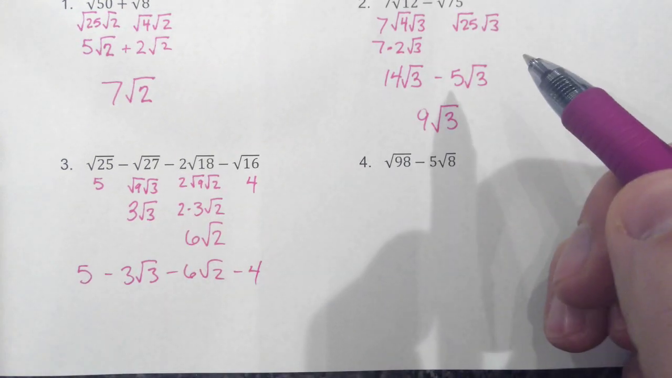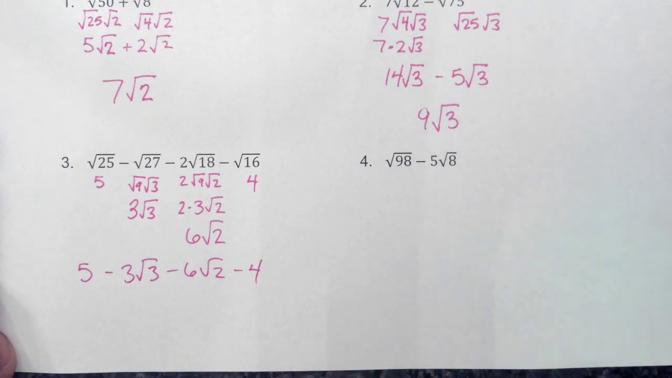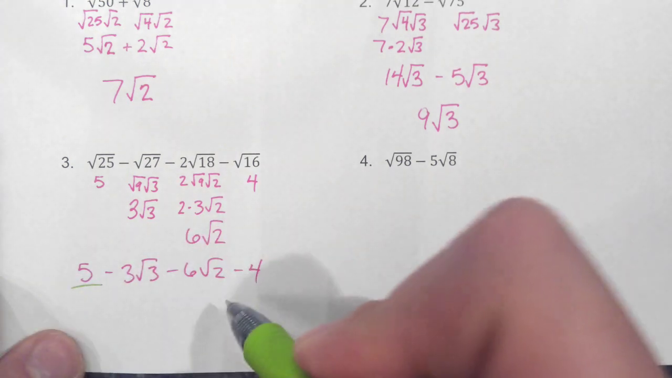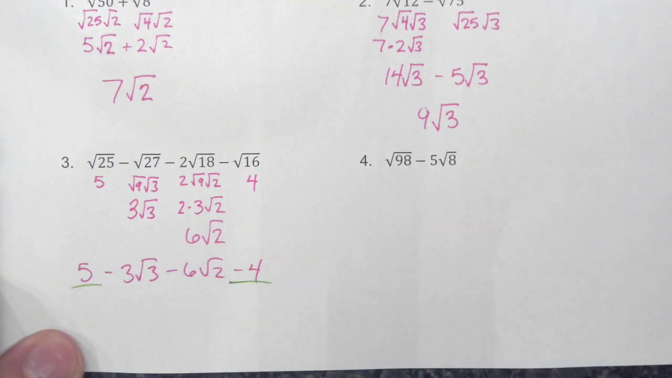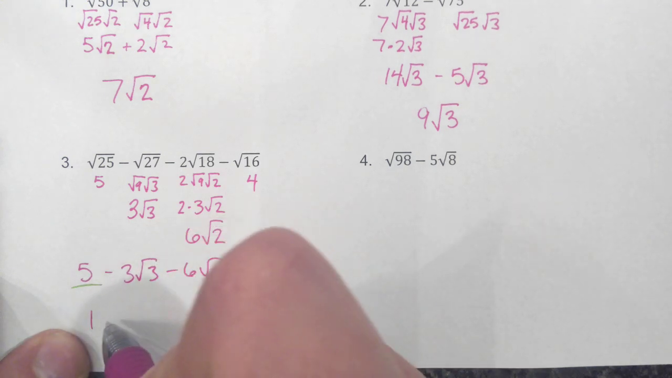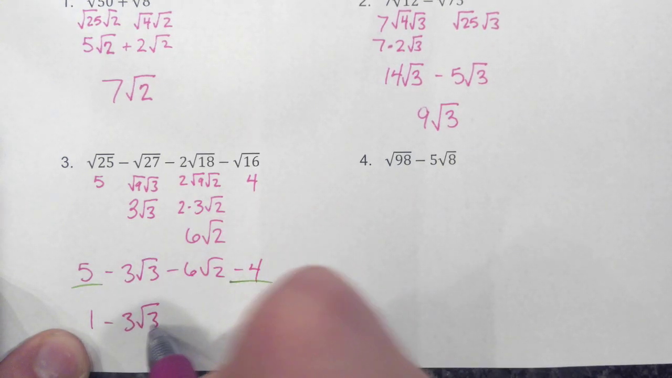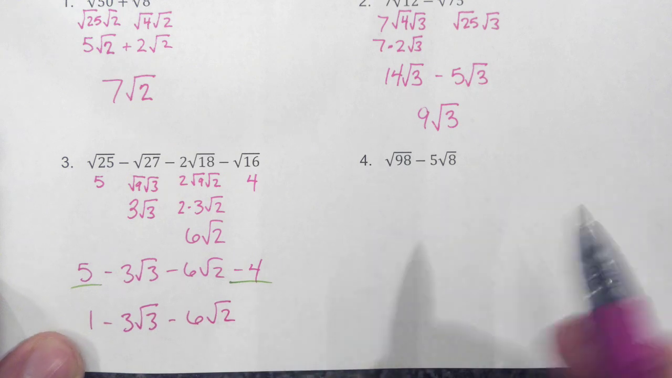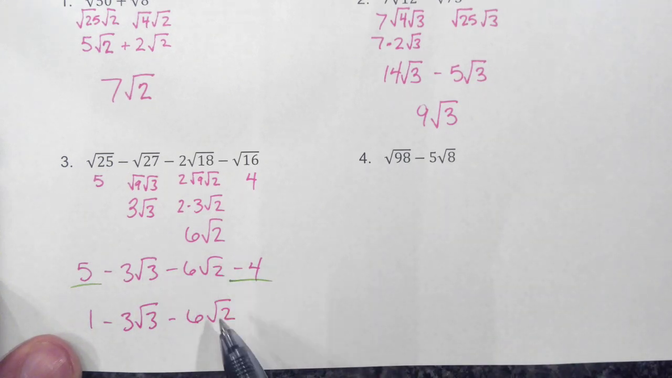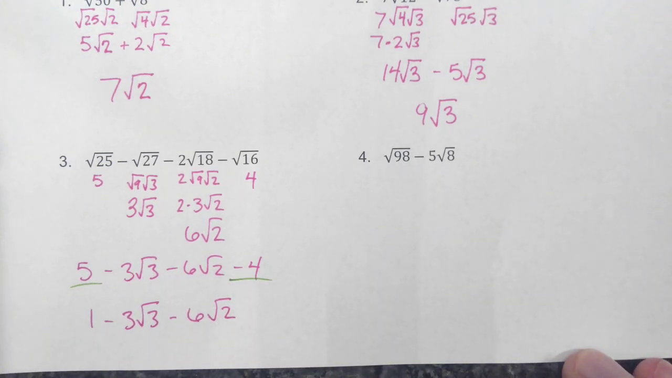So we look at those, and there's only two things that are going to combine, the first and the last one, the 5 and the minus 4. That's the only thing that's going to go together. 5 minus 4 is 1. And then the other things are just going to tag along since they are not like radicals. This one's a square root of 3, this one's a square root of 2, so they cannot go together. So that's as simplified as our answer is going to get. 1 minus 3 square roots of 3 minus 6 square roots of 2.